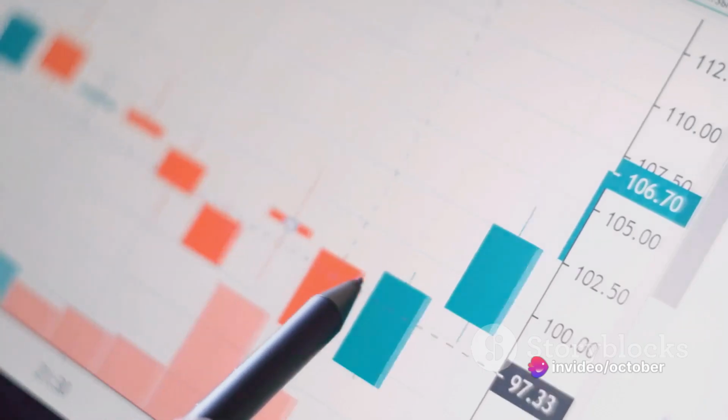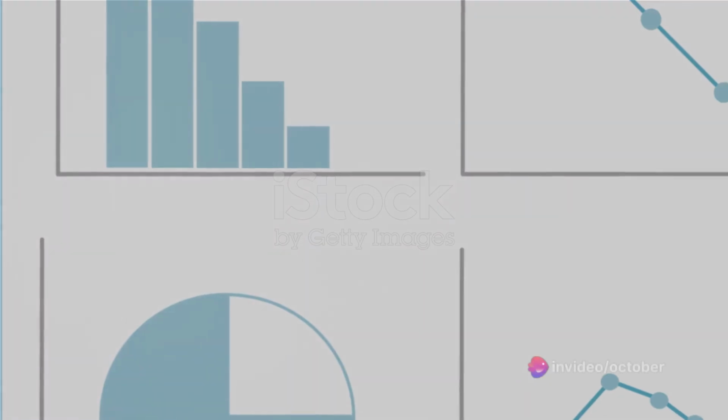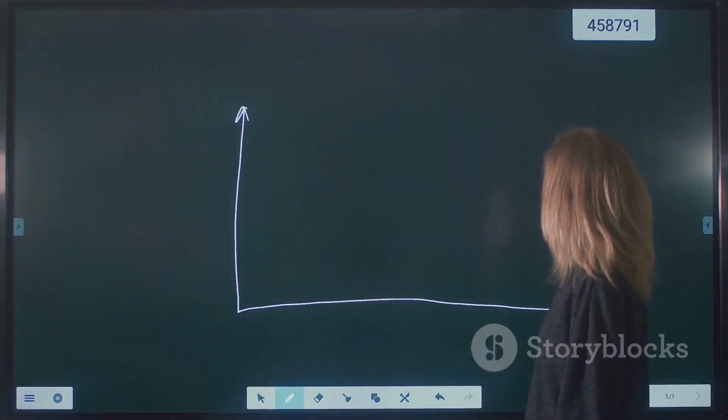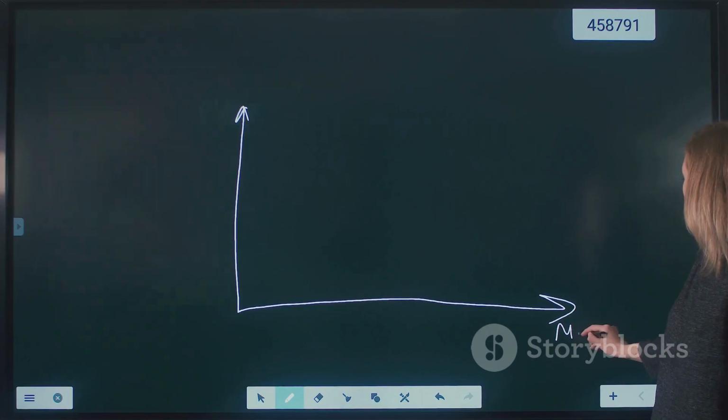But how do they make this decision? They calculate a test statistic and compare it to a critical value or a p-value threshold. However, even with the best intentions, errors can occur. There are two main types of errors in hypothesis testing. First, the type 1 error. This is like convicting an innocent person. It's when we reject the null hypothesis, but in reality, it should have been accepted.